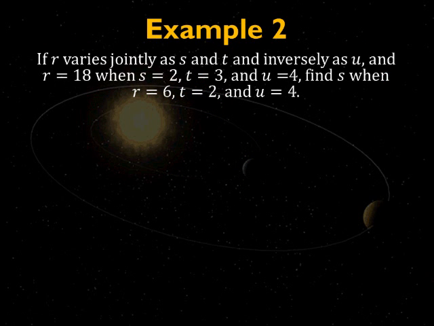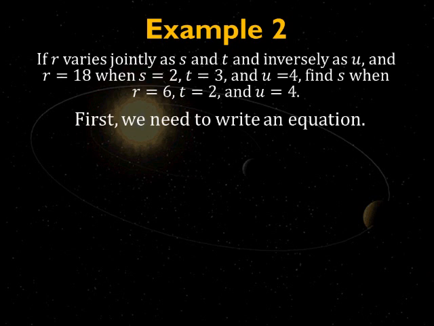Example 2. If R varies jointly as S and T and inversely as U, and R is 18 when S is 2, T is 3, and U is 4. Find S when R is 6, T is 2, and U is 4. Alright, so first we need to come up with an equation.